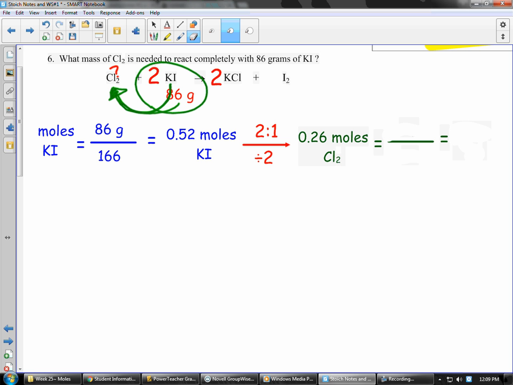And again, just like my oxygen, it is Cl2. They come in a pair. So moles equal mass over formula weight of 70. Multiply it together and you should get 18.2 grams.